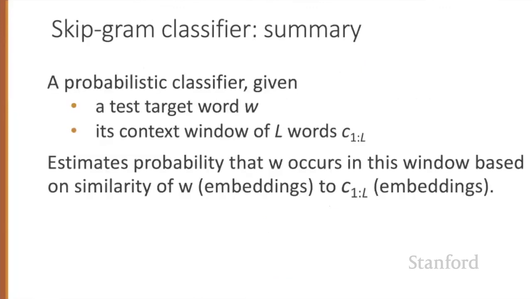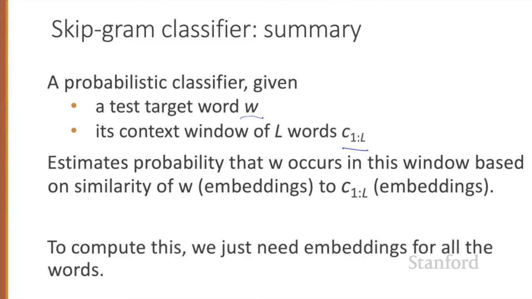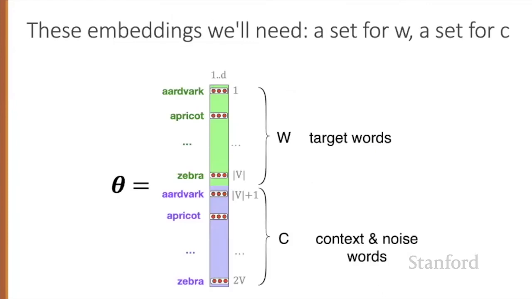In summary, Skipgram trains a probabilistic classifier that, given a target word W and its context window of L words, C1 through L, assigns a probability based on how similar the context window is to the target word. And this probability is based on applying the logistic function, the sigmoid function, to the dot product of the embeddings of the target word with each context word. To compute this probability, we just need embeddings for each target word and context word in the vocabulary.